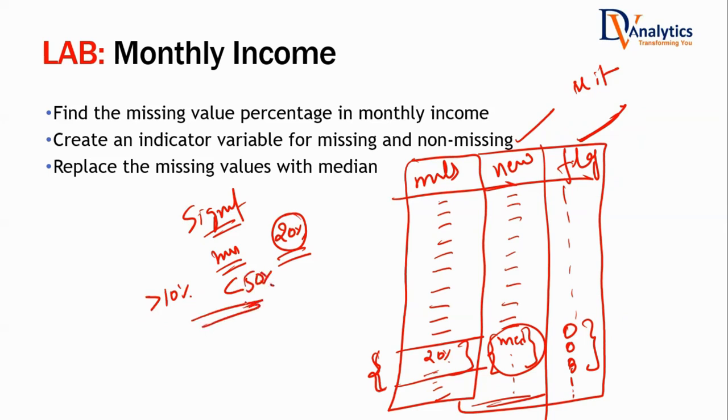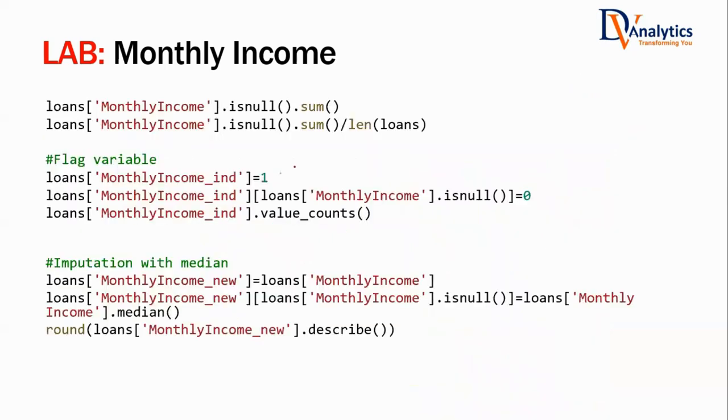You do both the steps. What do you mean by both the steps? First, you will be creating one variable, which is monthly income indicator. How do you create this indicator? Check this out. Have you understood this code? First, create monthly income indicator, fill it with 1. Then I go to the same variable. Wherever monthly income is null, fill it with 0.